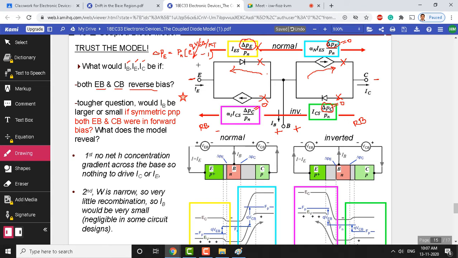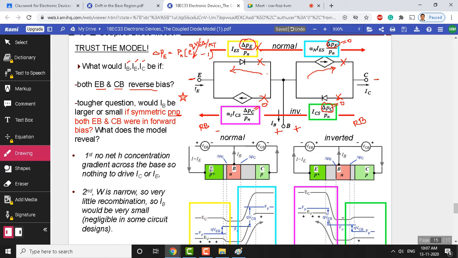There is another tough question which I would like to ask here. The condition is a symmetrical PNP BJT. Look at this symmetrical PNP BJT. What happens if the emitter-base junction and the collector-base junction are both in forward bias? Just think about this.